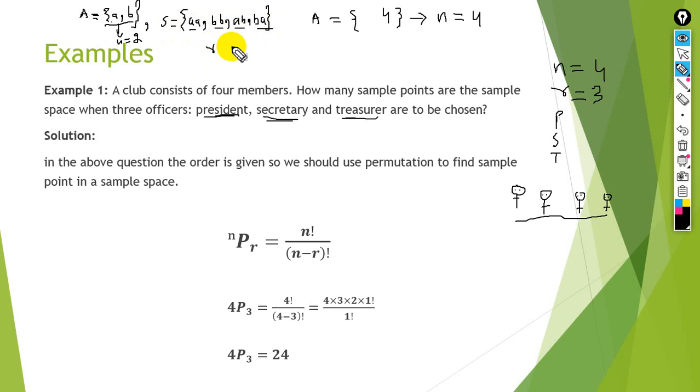So we can say r is equal to again 2. Okay, r is equal to 2. So if you want to find the permutation, the total number of sample points, we can have nPr.